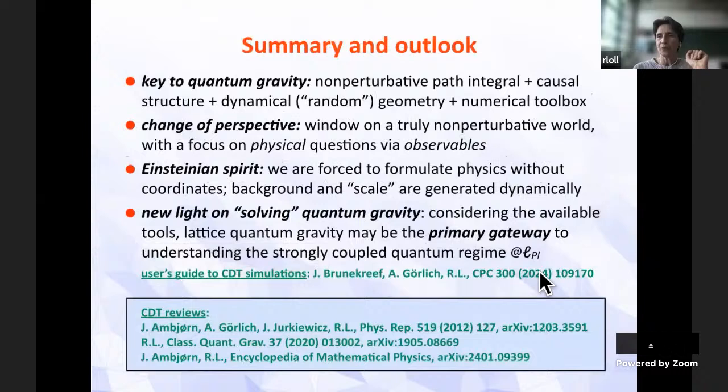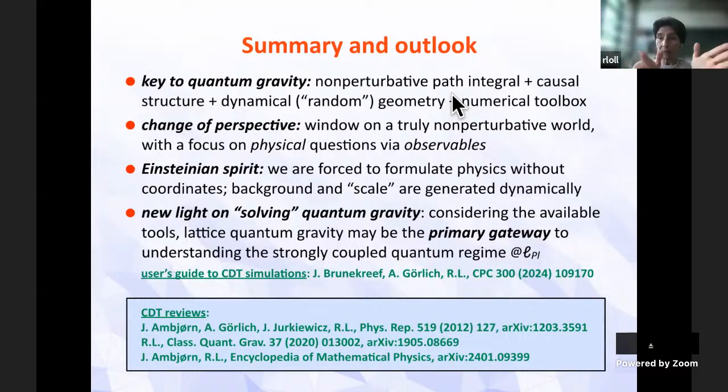Well, there are many things to say, but let me wrap up, and then we can have further discussion and questions. What I said is key to quantum gravity, in the way I think about it, is to have a non-perturbative path integral, to make it Lorentzian, and require it to have good causal structure before you take even the superposition, working with dynamical geometry. Random geometry is the key technical mathematical term that underlies this, and you need a numerical toolbox. The ingredients are fairly simple, but to show that the path integral is well defined and computable has taken us 20 years. So that is very non-trivial.